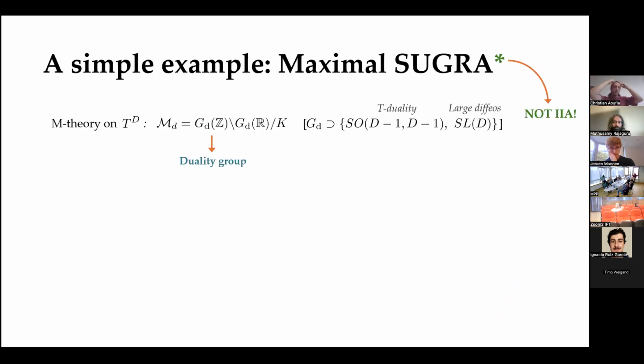So let me start with a simple class of examples that is maximal supergravity, where here, by maximal supergravity, I simply mean M theory on a big D-dimensional torus. The structure of moduli space is given by this double quotient, where this G_D(R) factor is a non-compact group. The G_D(Z) is the same group over the integers, and K is the maximal compact subgroup. This G_D(Z) factor is the U-duality group of the supergravity, which will be really important in the following, and has as subgroups both the T-duality of each of the circle factors of the torus and the large diffeomorphisms.